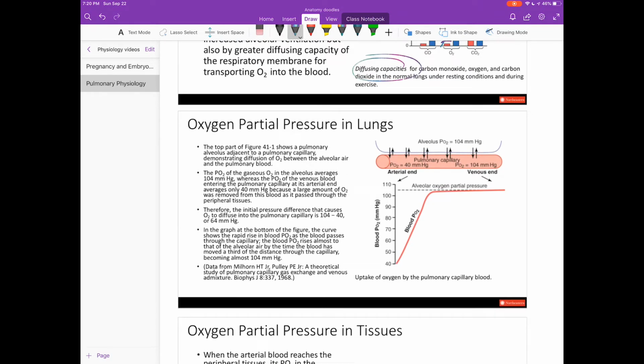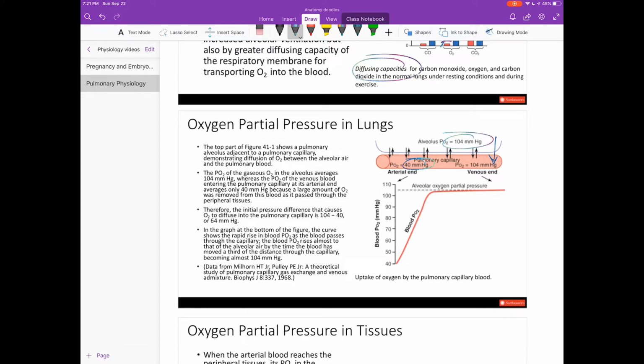Okay, so now let's talk about how gases exchange based on their partial pressures. We'll start with oxygen. So in the alveolus, the partial pressure of oxygen is 104 millimeters. So that's a little bit above 100 that we were referring to earlier. The partial pressure of oxygen in the entering pulmonary capillary is at 40 millimeters. And so just based on this, you would expect oxygen to move from the alveolus into the capillary. So you can see that here in the graph below.